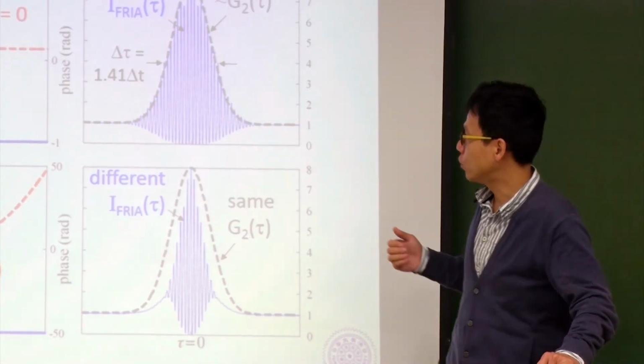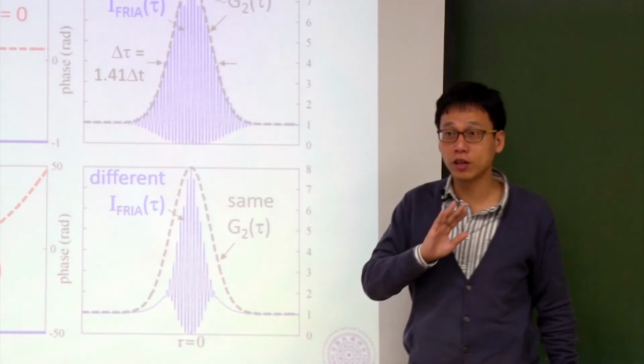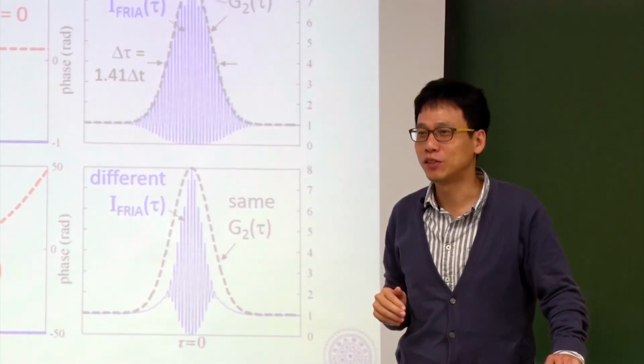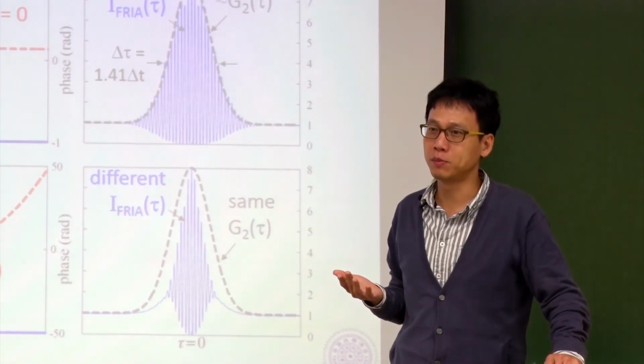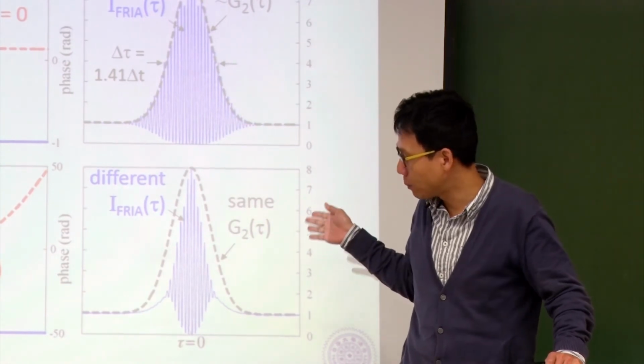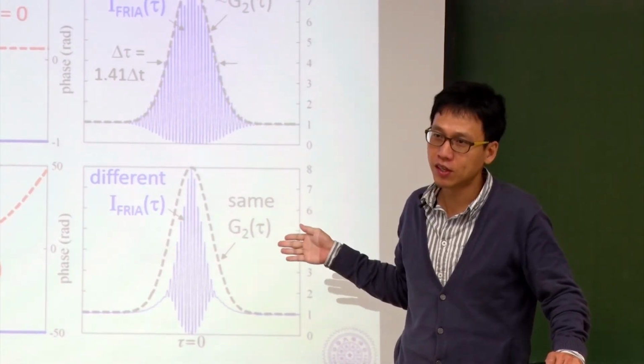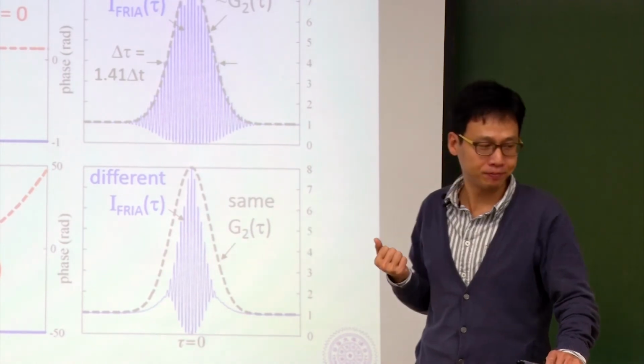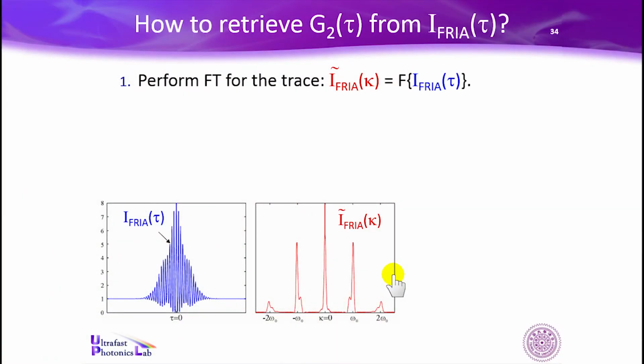Okay. If you only look at the envelope G2 function, you have no idea whether your pulse is chirped or transform limited. But if you can compare the envelope with the fringes, you got more information. Okay. The next question is how to retrieve the G2 function from the raw data trace. It turns out that the process is very similar to the process we used in field autocorrelation retrieval. Okay? Based on Fourier transform.